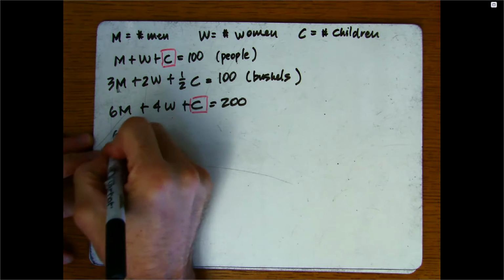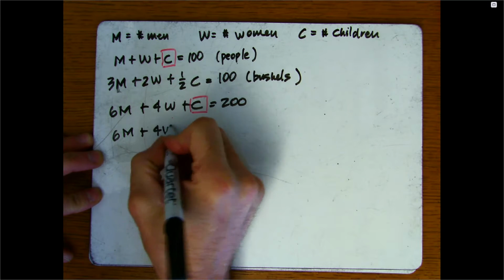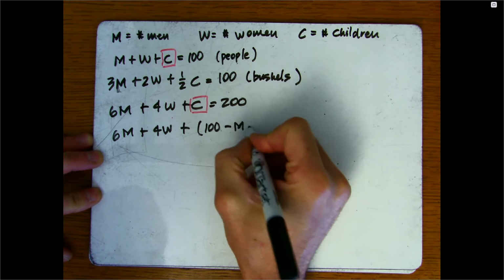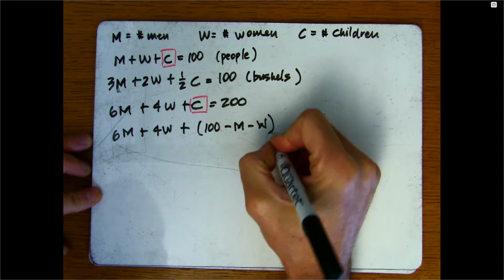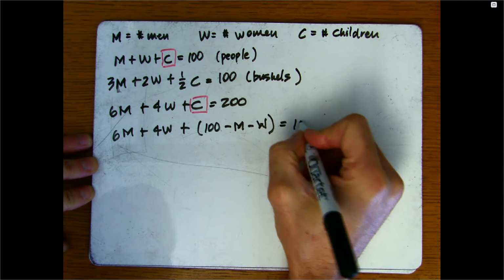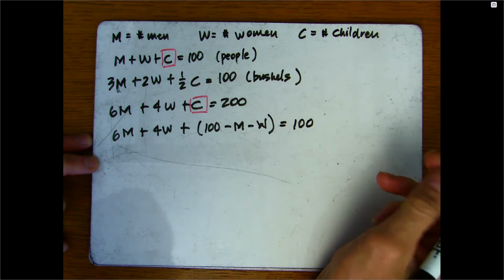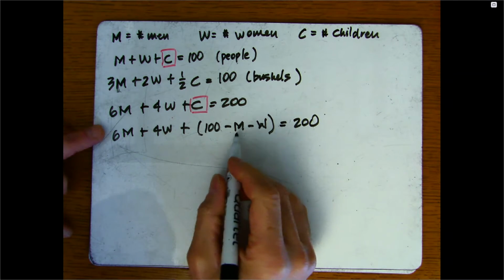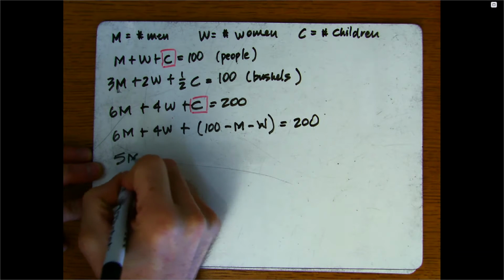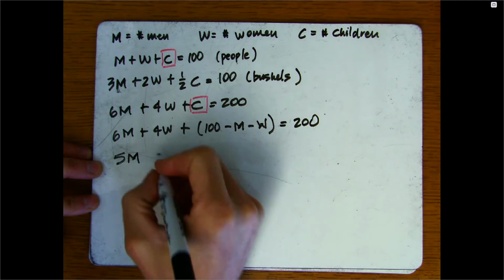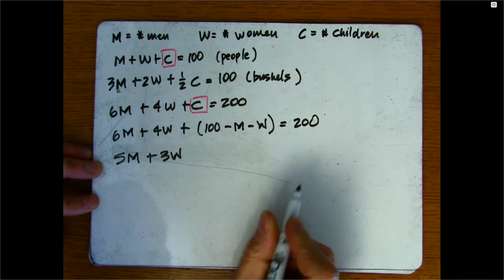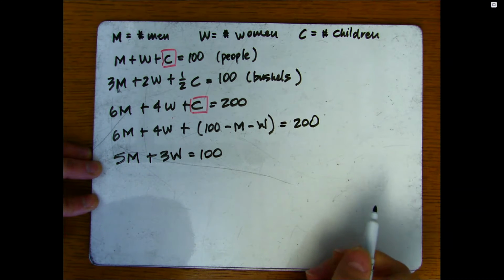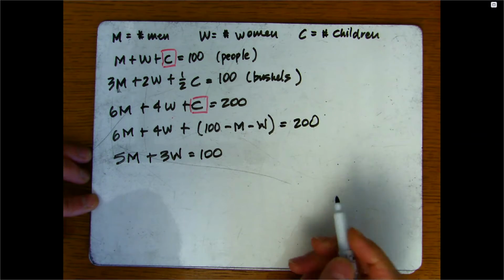So this is the same thing as 6m plus 4w plus, C here would be equal to 100 minus m minus w, and that would be equal to 200 over here. Doing a little simplifying, 6m minus m gives us 5m, and 4w minus w gives us 3w. And take 100 away from 200, and I get 100 on this side. So that's what we get in this particular type of equation.